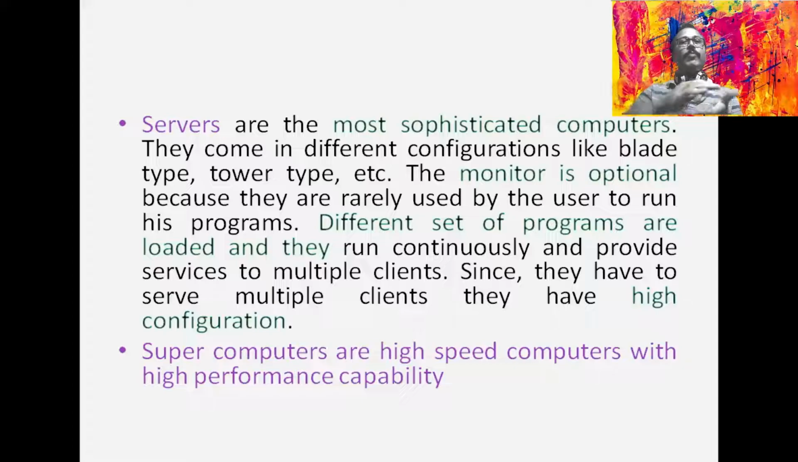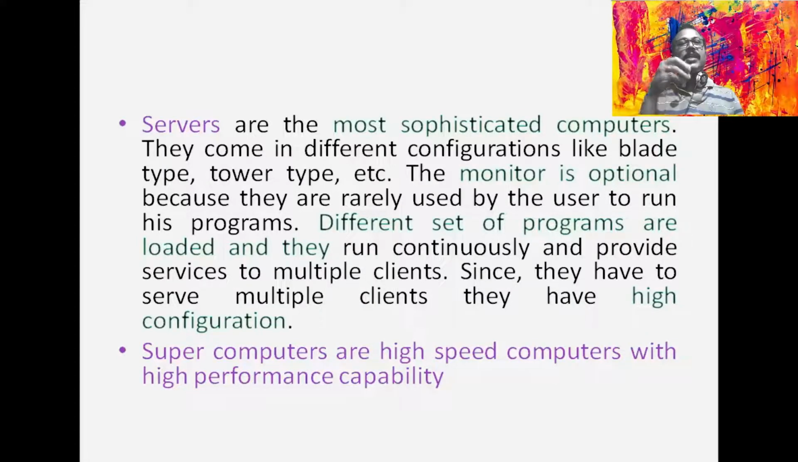They usually come in the form of a blade, or they come in the form of a tower. For individual purposes, you can purchase a tower type, but if the organization is large, they usually come in the form of blades, which are inserted into iron shelves that look similar to your almara. Inside them, a number of servers are placed. They are called servers because they serve. Client is one which requests, server is one which serves.